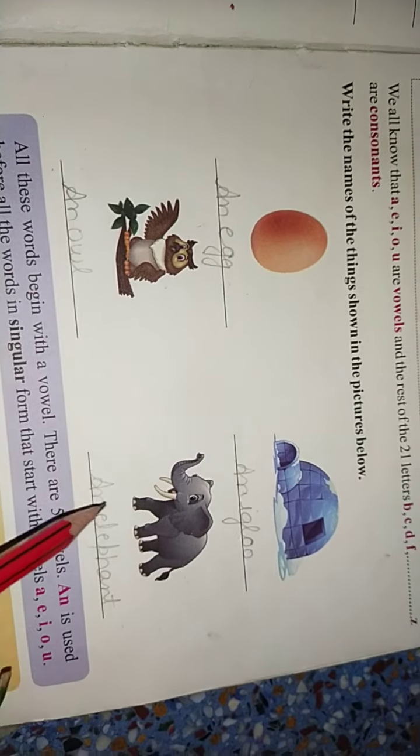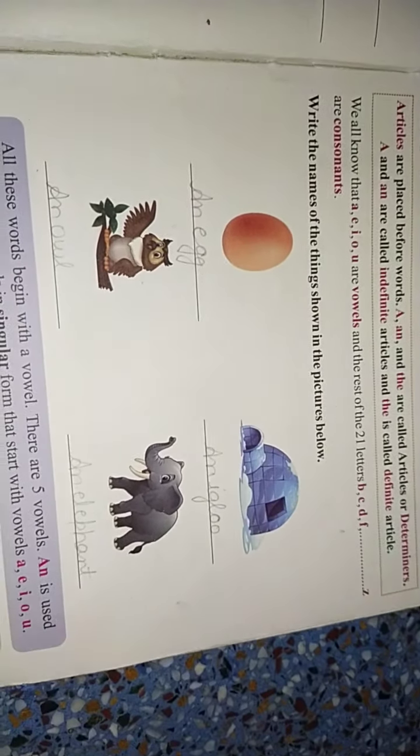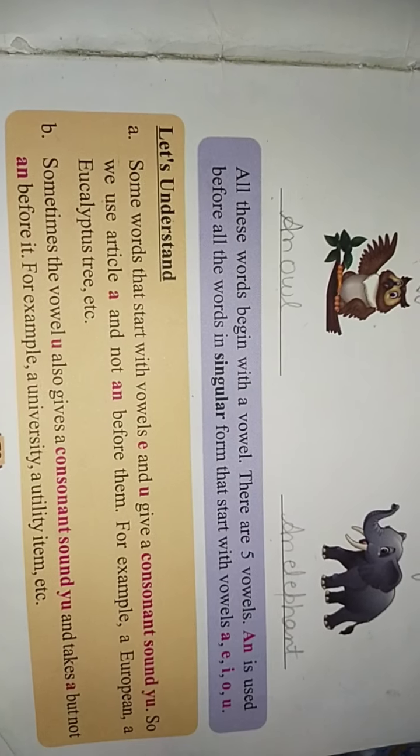an igloo, an owl, an elephant. We have used an before these words because they are starting with e, i, o, e. Okay, the words starting with a, e, i, o and u. Before these words we use an.